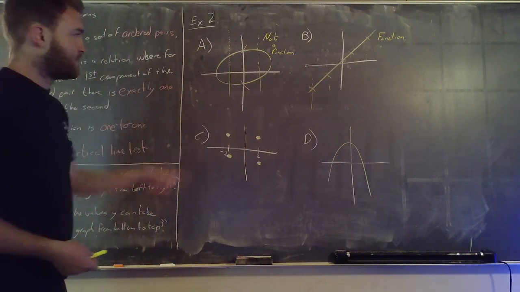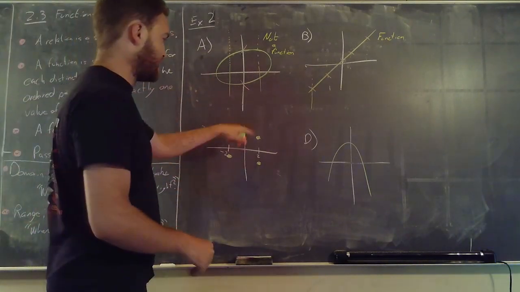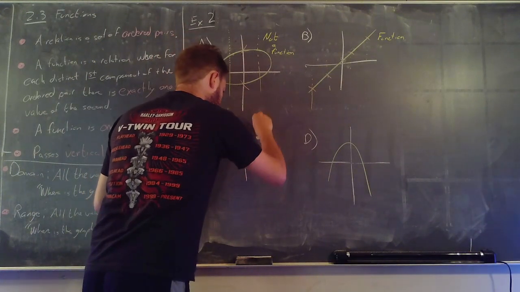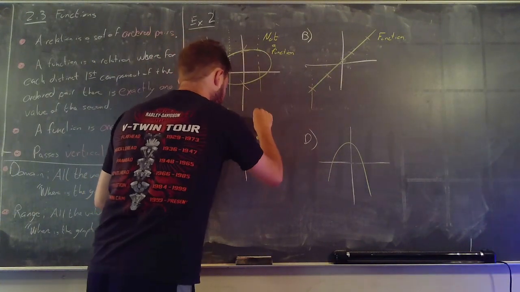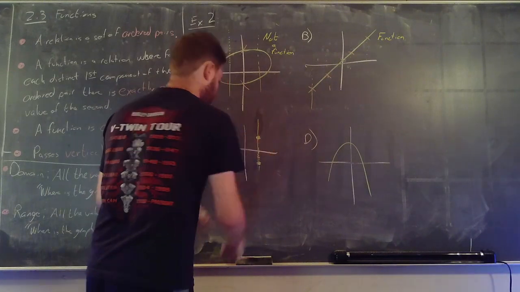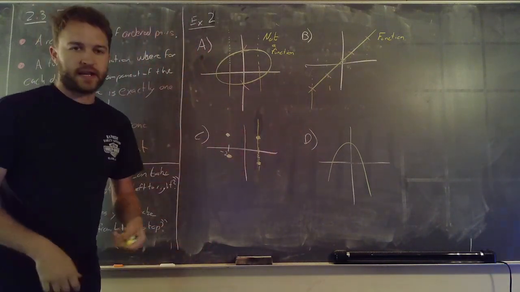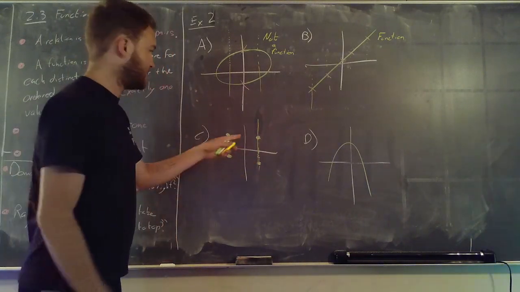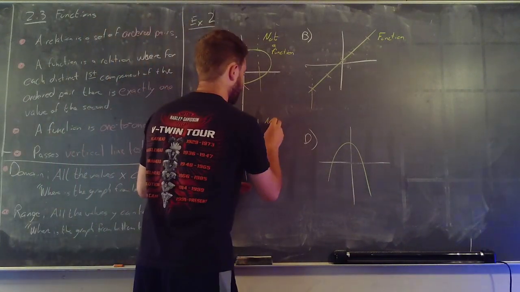And we could go a step further and actually perform our vertical line test here. If I draw a vertical line right here, you will notice that both of these dots intercept that vertical line, and so this thing is not a function.